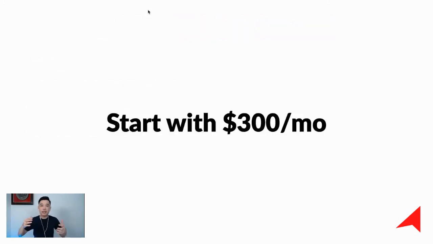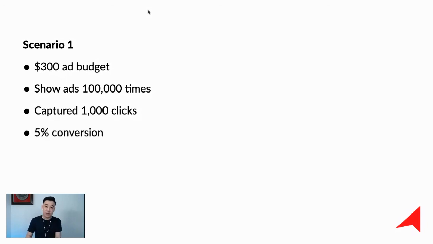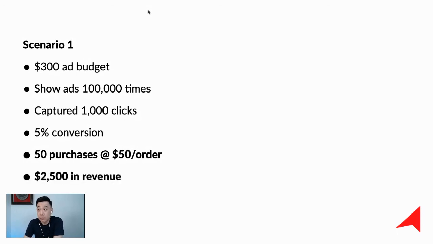So let's discuss this with a very simple example. Let's say you run an ad with $300. Scenario one is $300, you dump it into one ad, you show it maybe 100,000 times, and maybe with a 1% click-through rate, you get 1,000 clicks, fair? So 1,000 clicks, maybe 5% conversion. That will be, let's say, 50 purchases. Let's say each purchase gets you $50 in revenue, the order size. So that will get you 2,500 in revenue. Not too bad, right? You spend $300 in ads and you get 2,500 in revenue. That's a powerful conversion if you ask me.